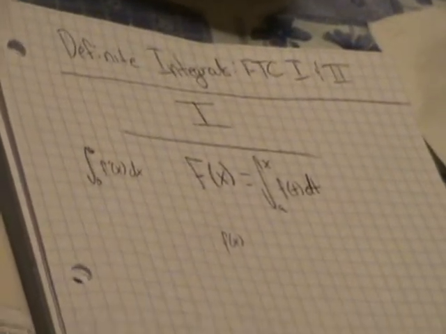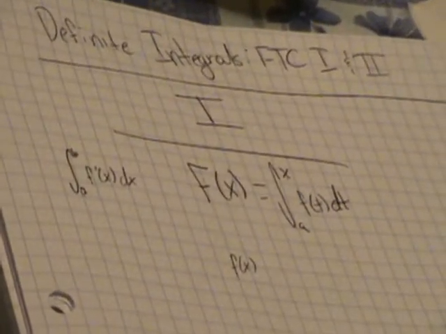Definite integrals are integrals from a set point to a point in a closed interval of a to b. It uses the fundamental theorems of calculus 1 and 2. And part 1 states that if F of x equals the integral from a to some number of f of t dt, then F prime of x is going to equal f of x.